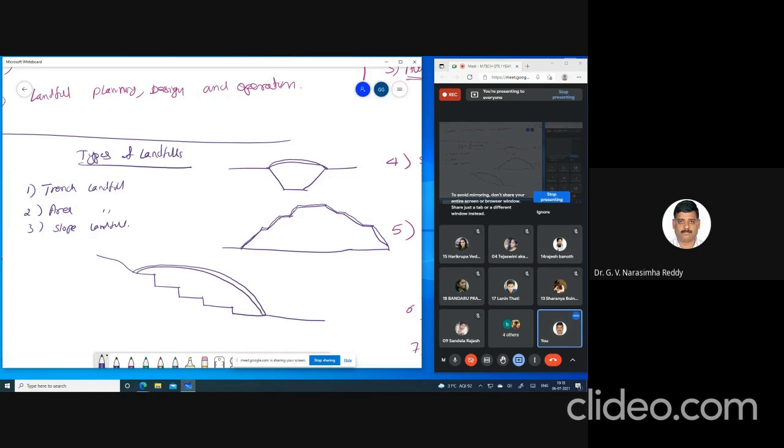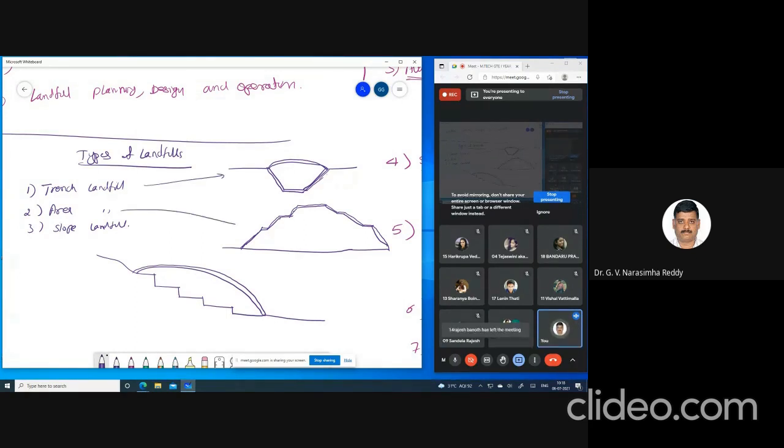Right? So these are the different types of landfill based on the configuration, or how you are going to construct them. The first one is the trench landfill. That means you construct the landfill below the ground level. You place the waste in this landfill and cover it, and when you finish, it is almost flush with the more or less horizontal level. This type of landfill is a trench landfill.